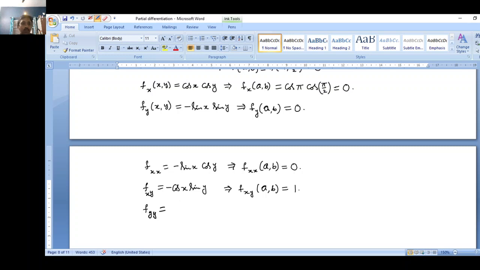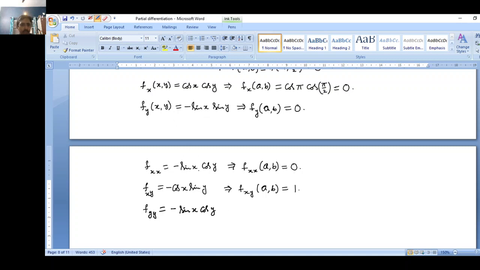Now what is fyy? Now differentiate this partially with respect to y, and that will give me minus sin x into cos y, correct? So this is what I have as fyy. I hope I've got all these things right.